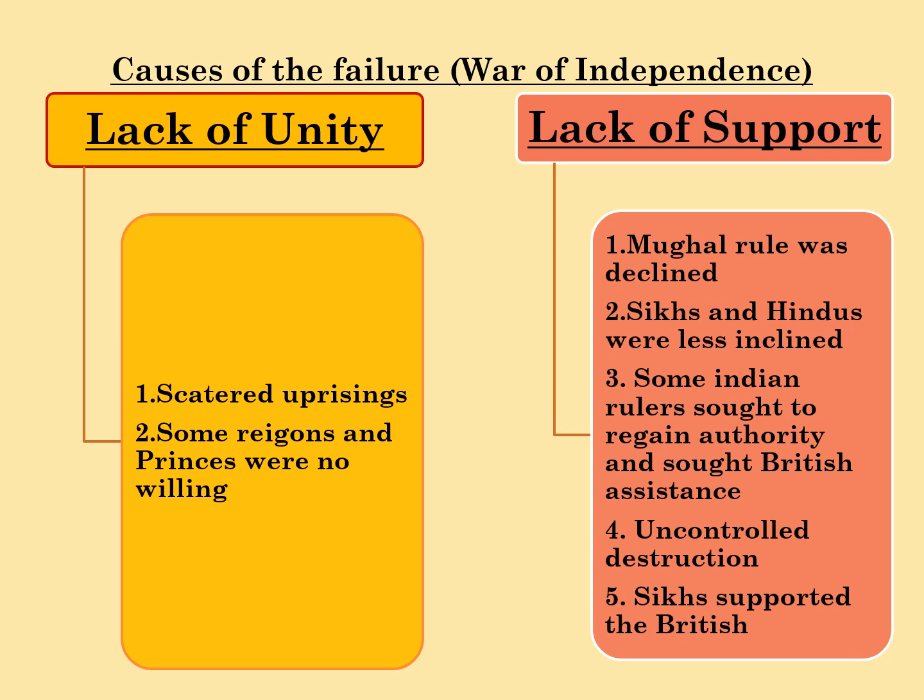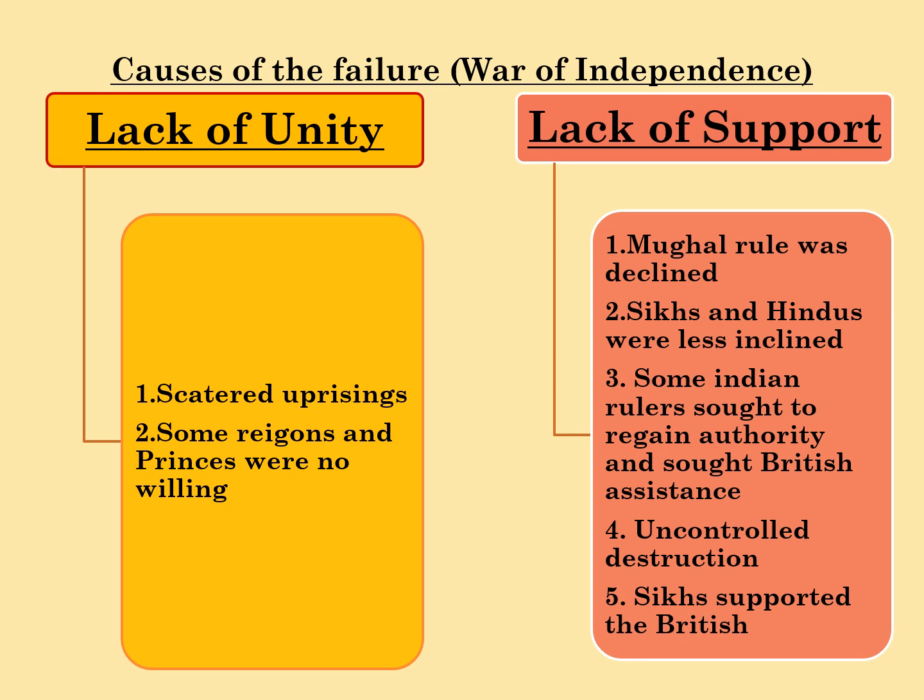So now we will see the causes of the failure of the War of Independence. The first cause was the lack of unity. Despite many uprisings, Indians lacked coordination and a common strategy, fighting for different causes across different regions. This lack of unity contributed to the failure of the War of Independence, and some regions like Punjab even sided with the British, weakening the overall movement.